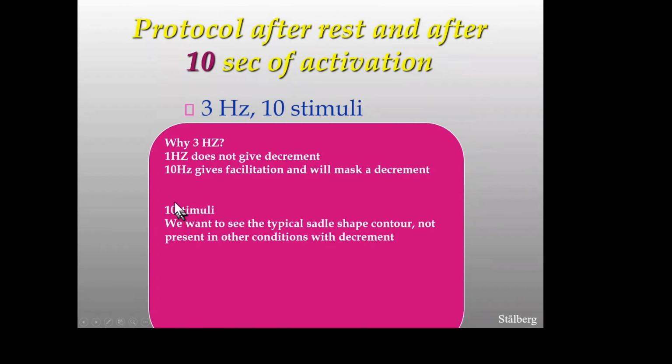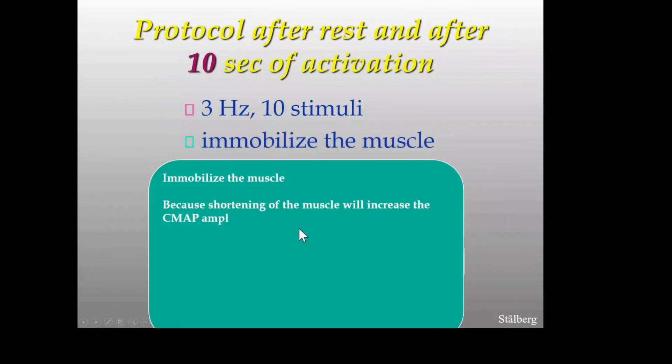Why 10 stimuli and not only 4? Well, we want to see the typical saddle shape. It is not seen in every case, but almost. But we have other conditions that give a decrement without the saddle shape. It's just a continuous decrease in amplitude. And that is a red flag to look at other reasons for the problem in the transmission.